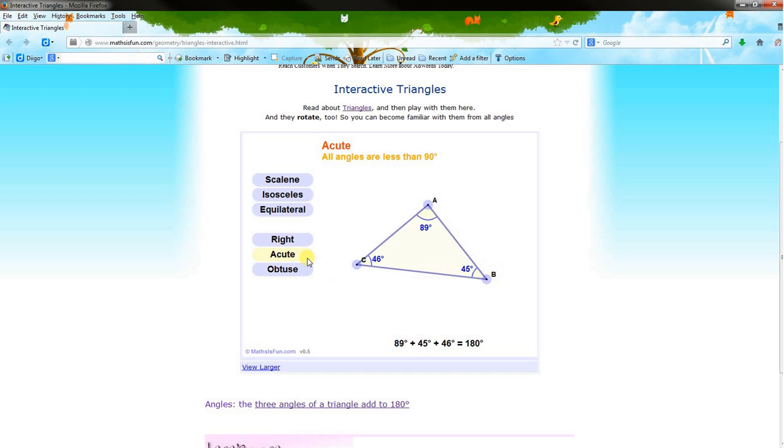An acute triangle has angles that are always less than 90 degrees. So if you notice, as I adjust all of the vertices, the angles of the vertices will stay below 90 degrees. However, they still add up to 180 degrees.